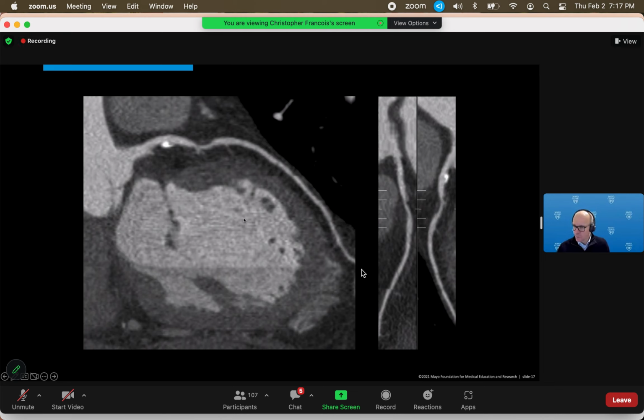First question for you, Mohammed, which coronary artery do you think this is? Is it the left anterior descending? Is it the circumflex? Or is it the right coronary artery?